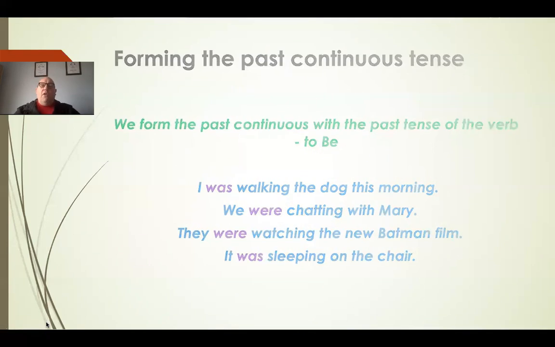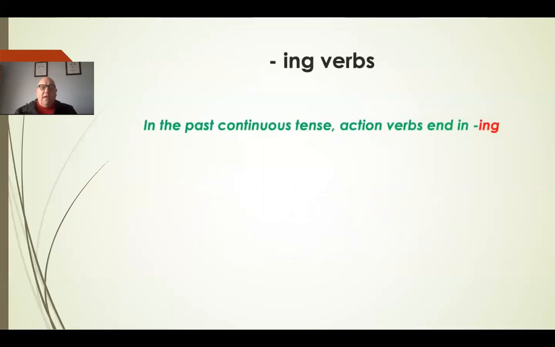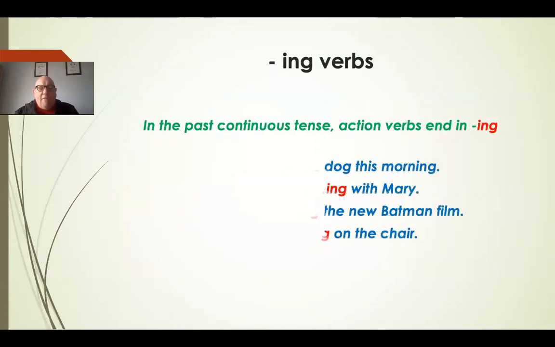So the next part we're going to look at is the verbs, because the other key feature of the past continuous tense, or any continuous tense, is that we have an ing ending on our verbs.